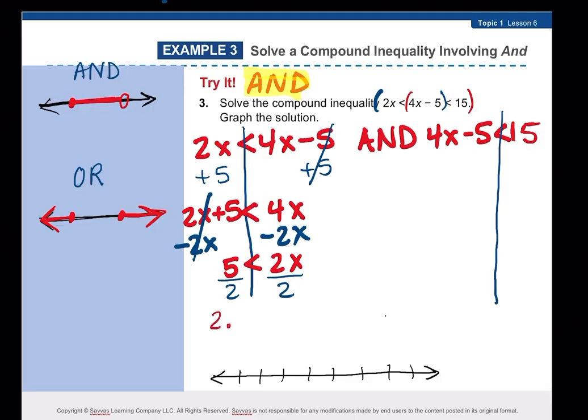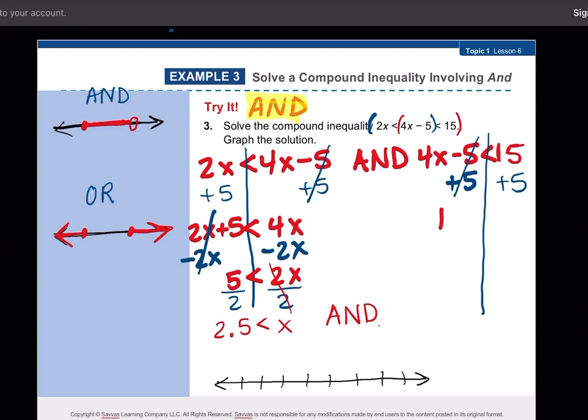Or 2.5 less than x, right? Those 2's cancel out. So x is greater than 2.5, or 2.5 is less than x. Those two things mean the same thing. And, right, I still have an and statement. On the other side, what do I have? Let's get rid of another minus 5. Add it to both sides to cancel out that minus 5. I have 4x is less than 20.